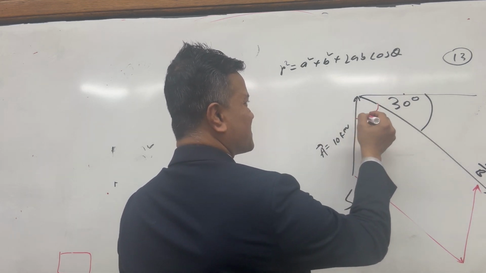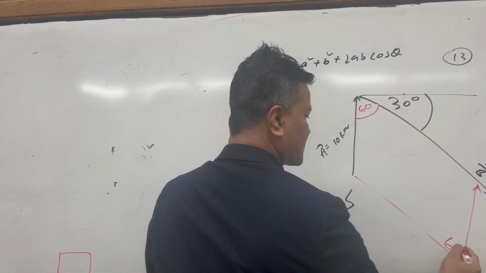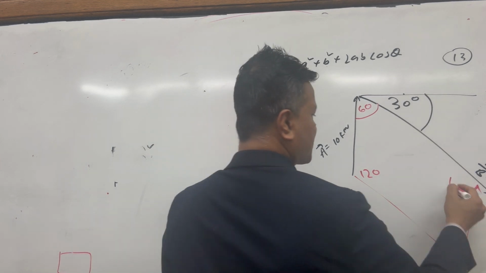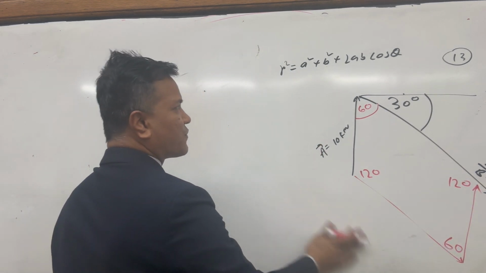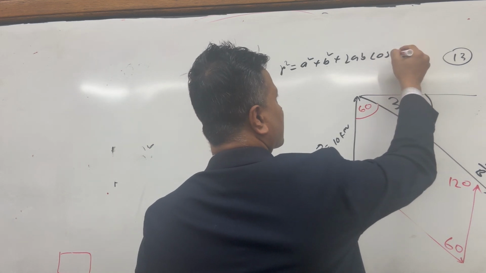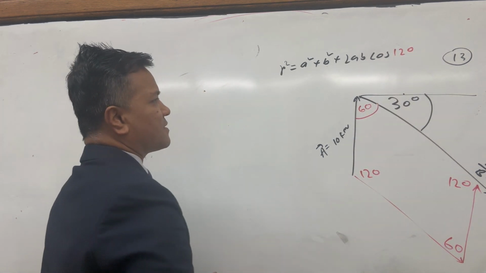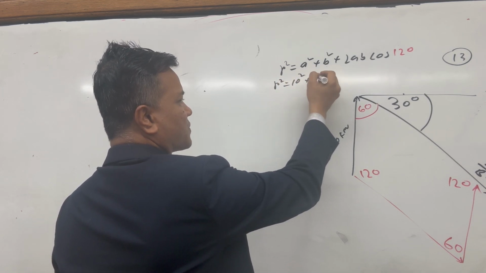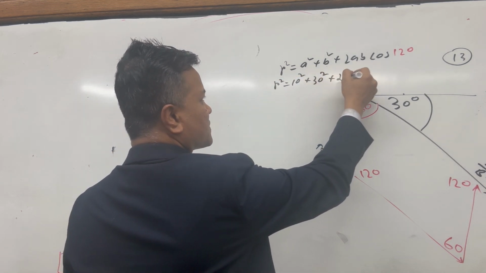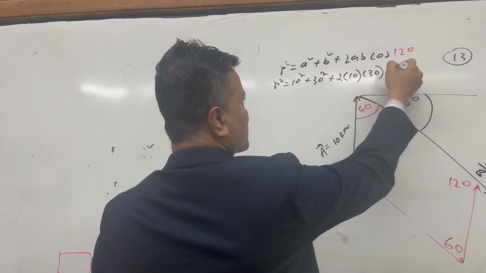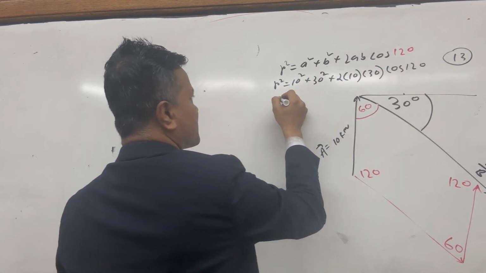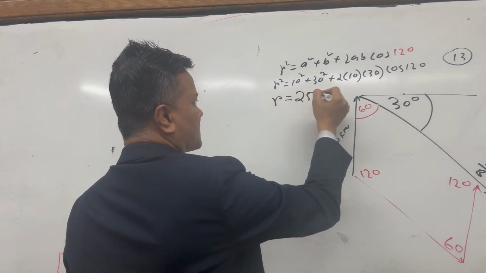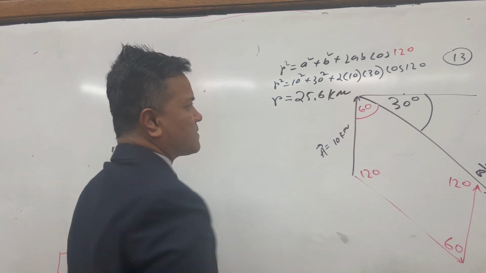So this must be 60. Then this is 60. Then this must be 120. Then this must be 120. Okay, great. So we found the angle. So everything is easy now. Okay, so now r squared is 10 squared plus 30 squared, right? Plus 2 times 10 times 30 times cosine 120. And that's supposed to give you 25.6 kilometer. Okay, so that's the final answer.